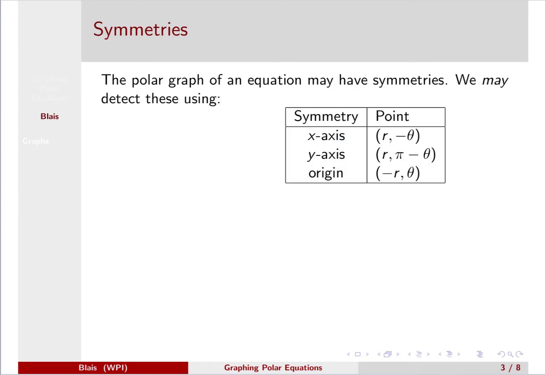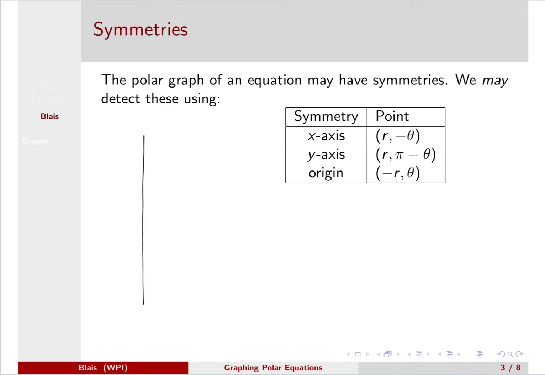We also discussed in the previous lecture that we look for symmetries when we have a polar equation. And the symmetries help us in the graphing process because it allows us, if we detect a symmetry, to copy things over, to reflect about an axis.